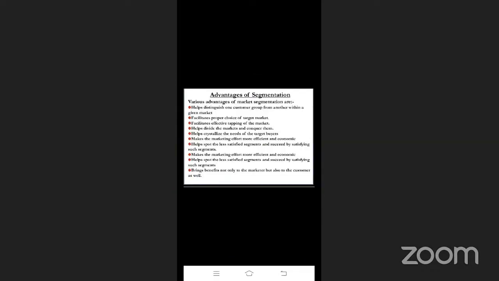When the customer is coming to our shop or our market, if he is able to buy all the products at one place, it is very easy for the business houses as well as customers, and it makes the marketing efforts more efficient and economic. It brings benefits not only to the marketer but also to the customers. So these are the advantages of market segmentation. In your book also there are a lot of nice write-ups. You can go through them also.